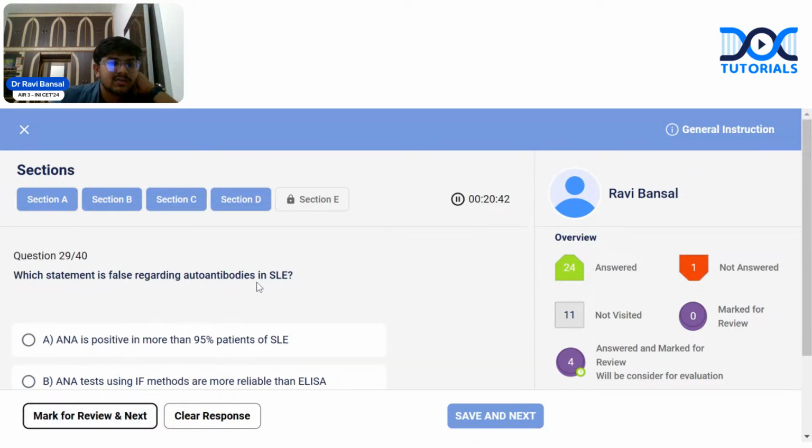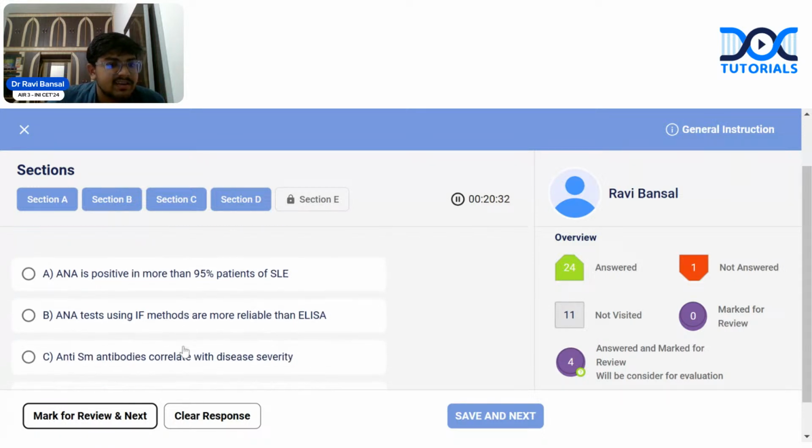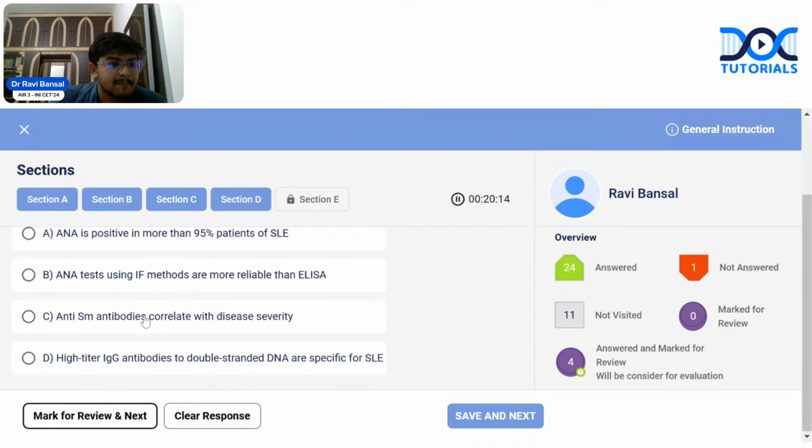False regarding autoantibody in SLE. ANA is positive in more than 95% of patients. So ANA has a sensitivity of 95% in SLE. So this is correct. ANA test using IF method is more reliable than ELISA. Obviously, previously we used to do ELISA. ELISA just gives you positive or negative. But when we do IF on HEp-2 cells, they give a ratio, 1 is to 80. 1 is to 80 or more is diagnostic of SLE.